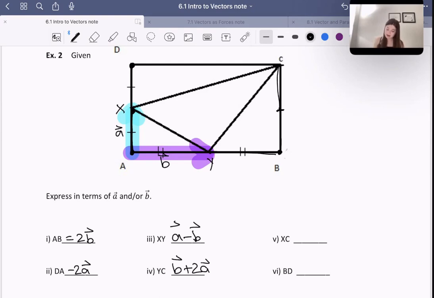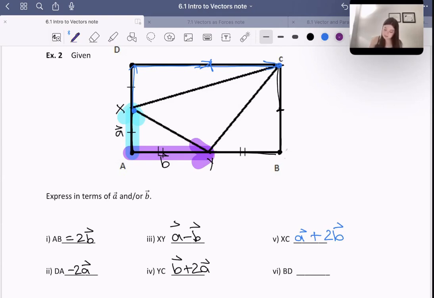Now what about xc? How do we get from x to c? Well, we're going to go up 1 like this, so that's going to be the A vector, plus, let's see, 2 B vectors. We have to get halfway and then full way in this direction, so plus 2 of our B vector. And what about the last one, from B to D?